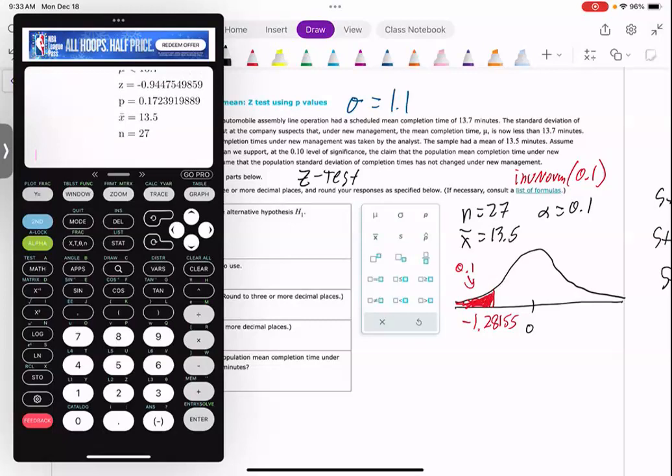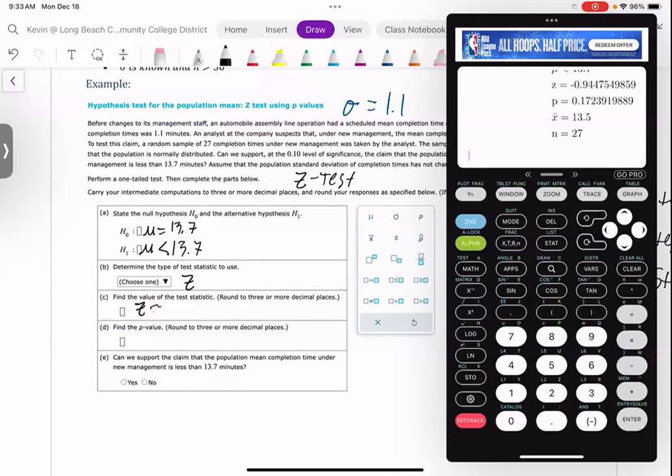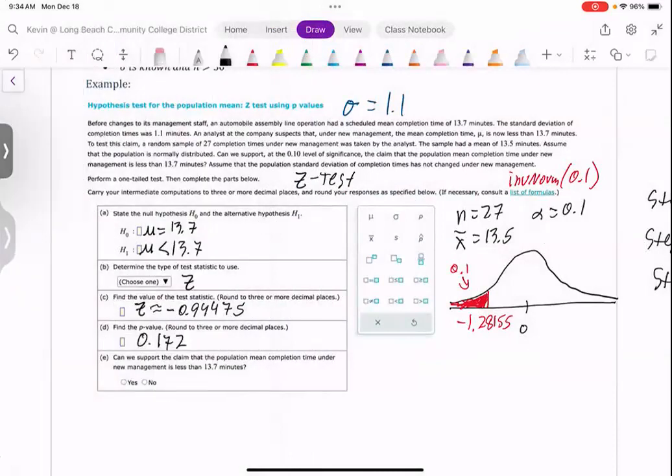So here is our test statistic. Z is about negative 0.94475. And the p-value that we're getting is here, 0.172. And I want to point out that that is definitely bigger than our alpha. And that's the big deal here. That's our comparison.